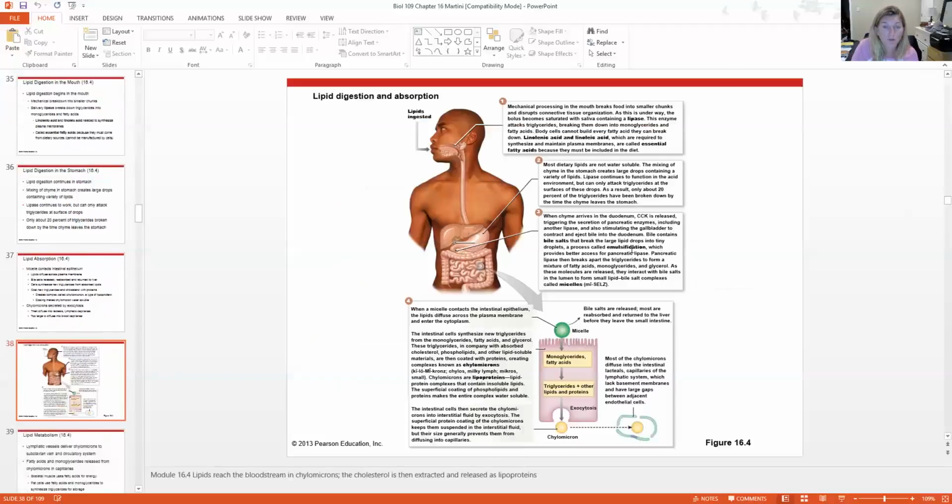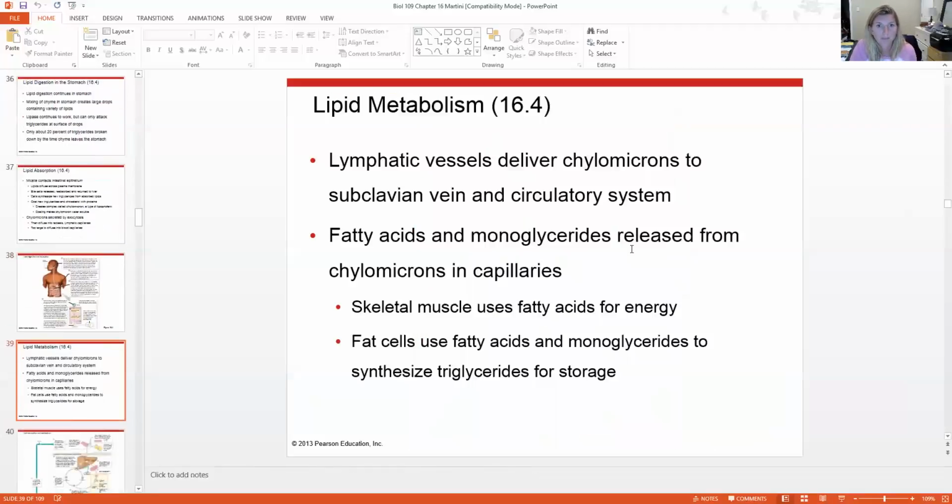And they turn into micelles, and micelles will be absorbed. That was the big jump there. So lipid metabolism: once in the lymphatic vessels, the chylomicrons will be brought back to the circulatory system. Fatty acids and monoglycerides are released from the chylomicrons in the capillaries, and the skeletal muscles will use fatty acids for energy, and fat cells will use fatty acids and monoglycerides to make triglycerides, which will be stored.